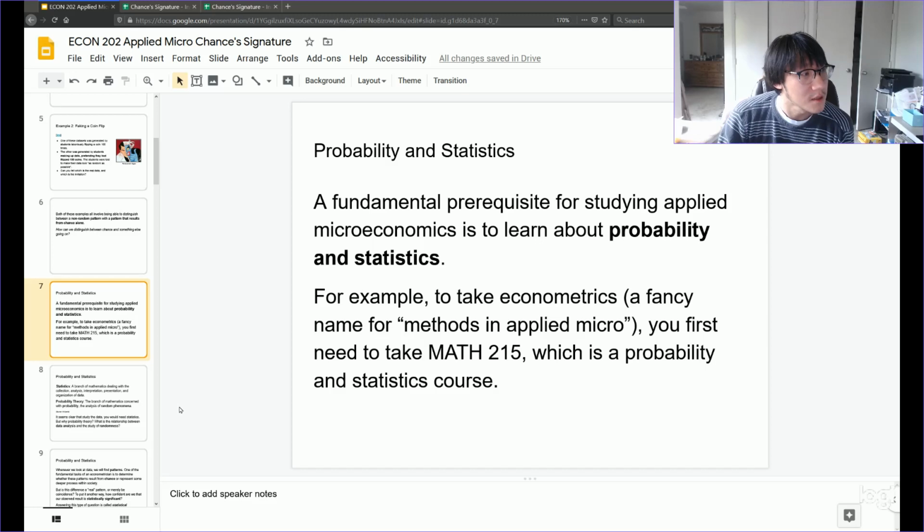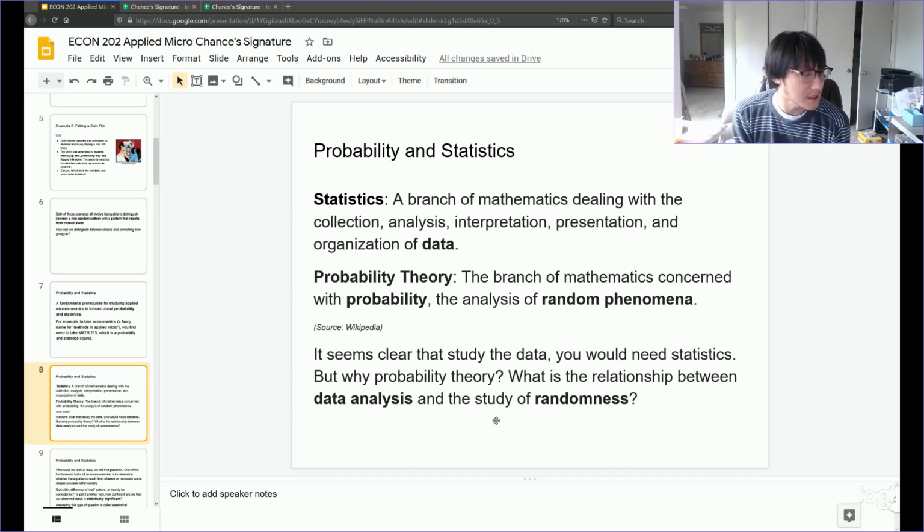Okay, so let's think about that a little bit. Statistics is, of course, the branch of mathematics dealing with the collection, analysis, interpretation, presentation, and organization of data. I ripped that definition straight off of Wikipedia. Now, I think it's pretty obvious why you would need that if you were going to analyze economic data. It's clear why statistics is relevant. But what about probability?